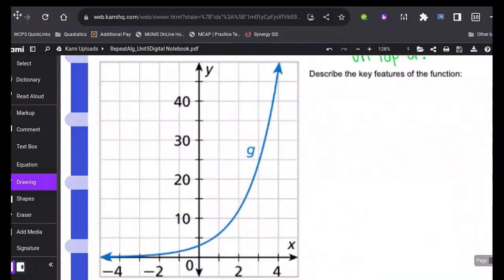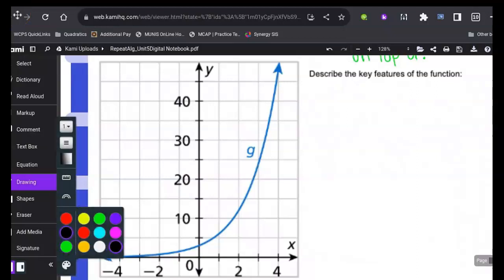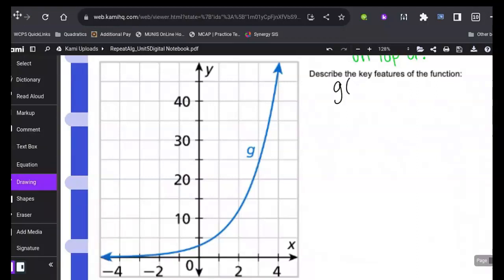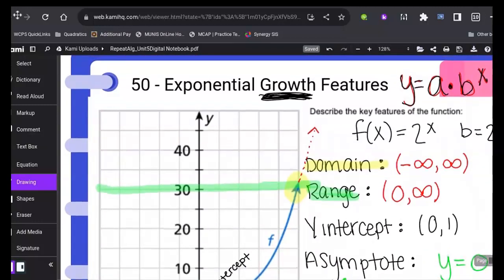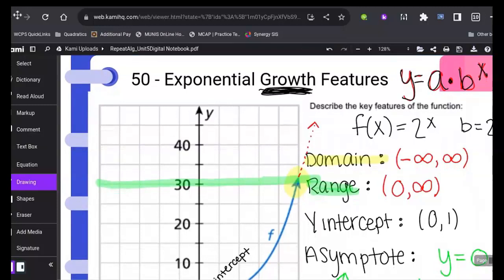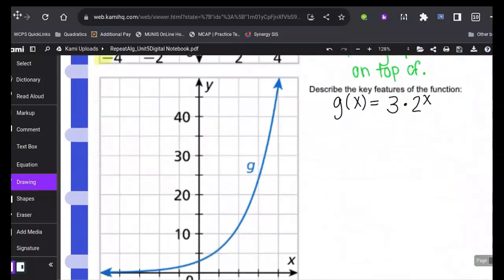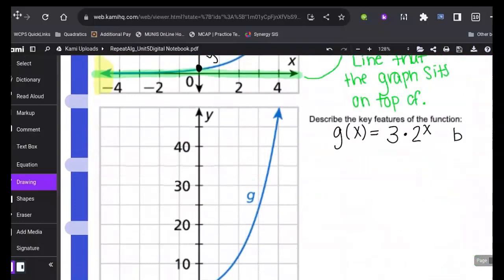Okay, so for the second graph, g of x, we're going to use the function g of x is equal to 3 times 2 to the x. So looking back up here, we said that our equation was written in the form y equals a times b to the x power. So the first number is our a value, the second number is our b value. So in this case, b is equal to 2 again, and that should be correct because our graph is increasing. This makes our graph increase when it's greater than 1.